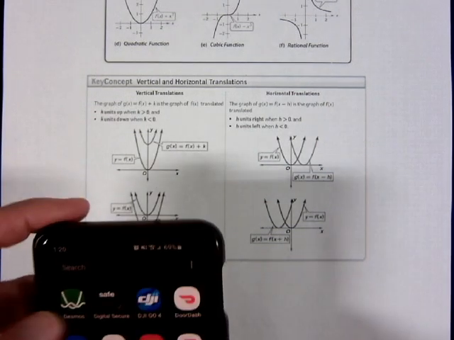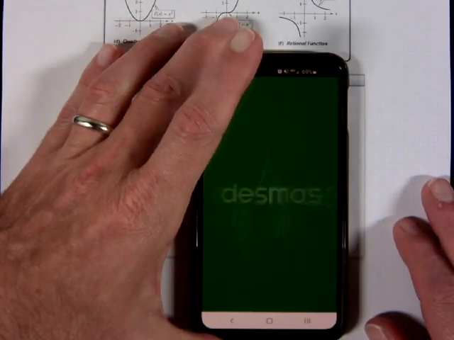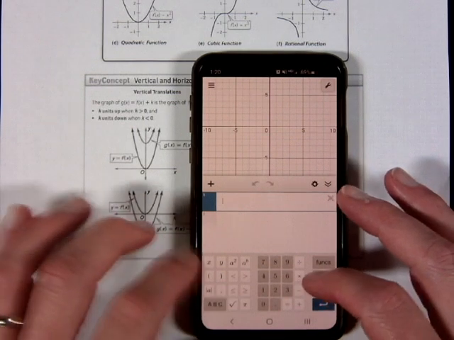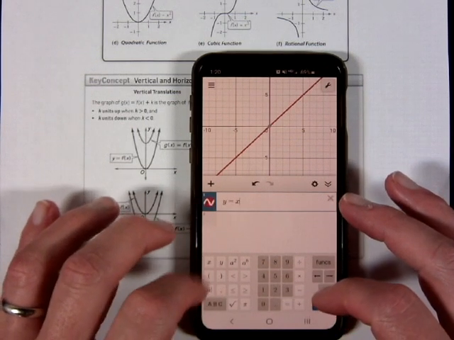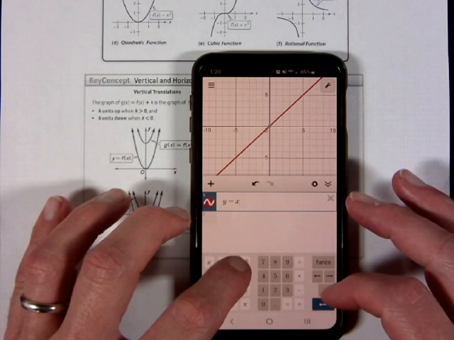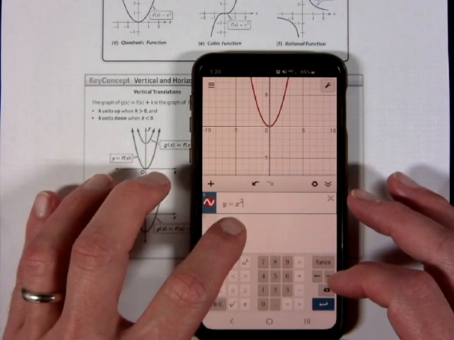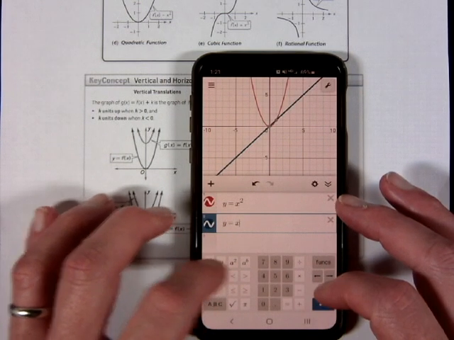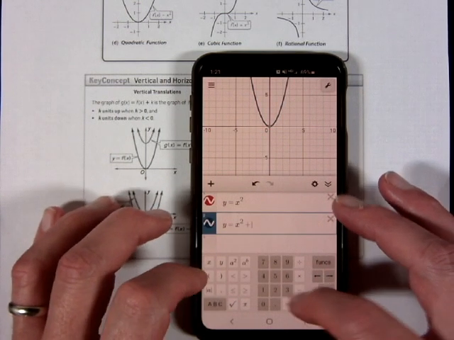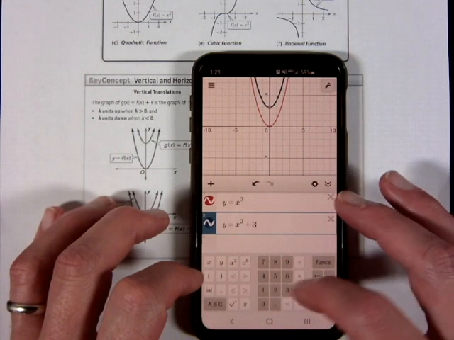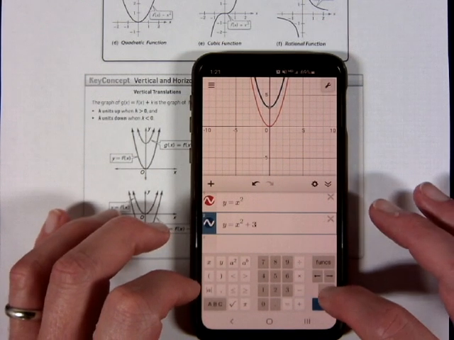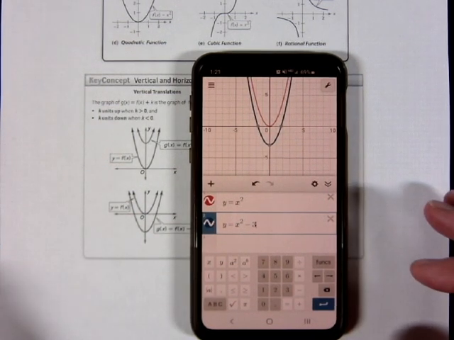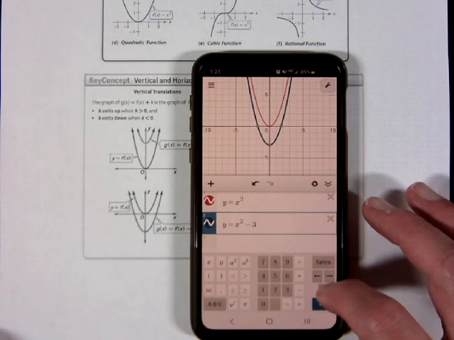So I'm going to pull up the Desmos calculator, and I'm going to put the parent function for x squared in there. So y equals x squared. So we've got the quadratic parent function in there. All right, so let's compare that to y equals x squared plus 3. It shifts the graph up by 3. And if I change that to minus 3, it'll shift the graph down by 3. All right, so everybody is aware of how that works.